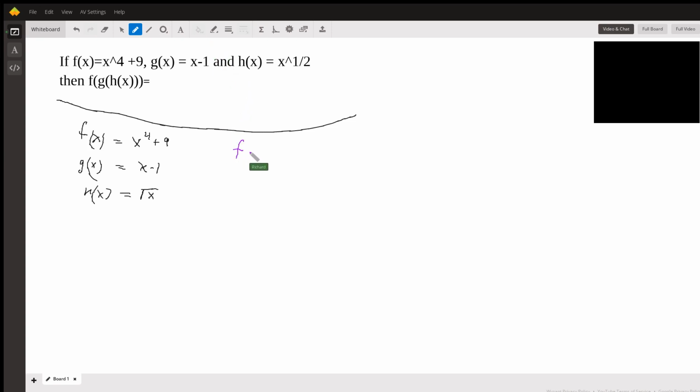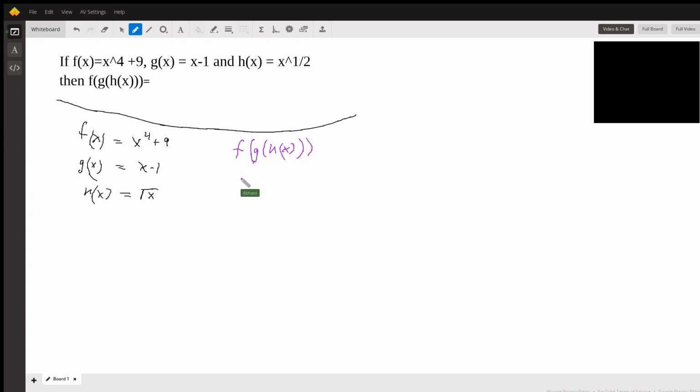So f of g of h of x. And you can see it's layered like this. The way you work with this is you take it apart inside out. It's like peeling an onion in the opposite direction. We start with the core and then work our way out.